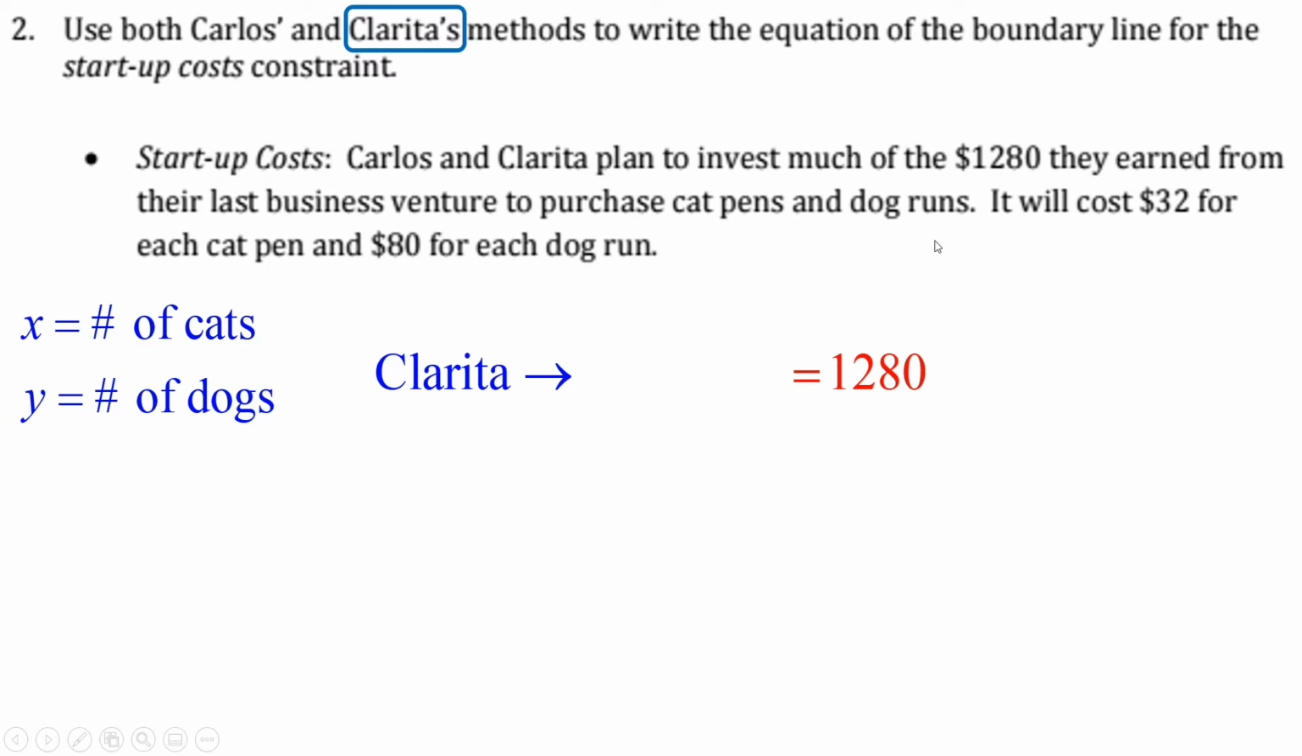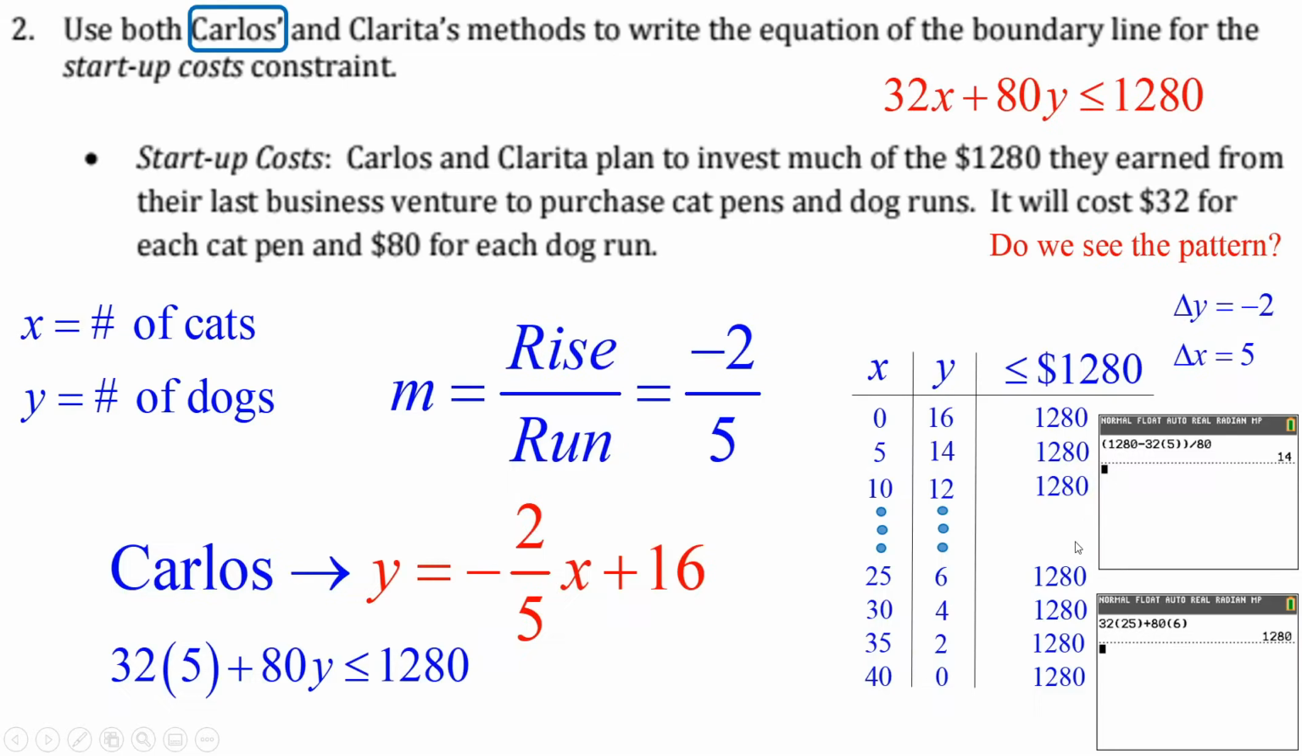All right. They earn from their last business venture to purchase cat pens and dog runs. It will cost $32 for each cat pen, so that'd be 32x, plus $80 for each dog run, plus 80y. And there it is. Clarita's method is a little bit easier than Carlos's, but if you go back and look, there's a lot of learning going on right there. That's good stuff, Carlos.